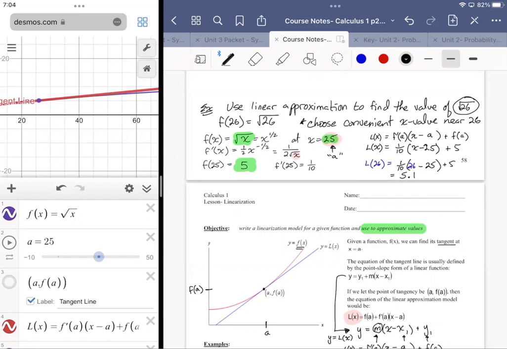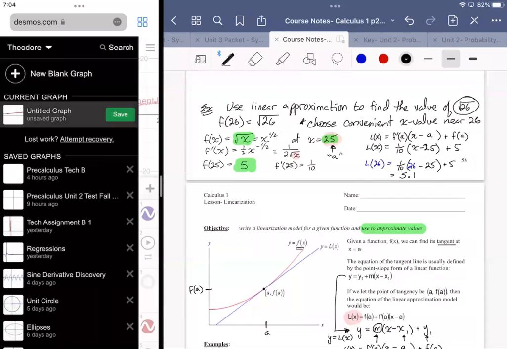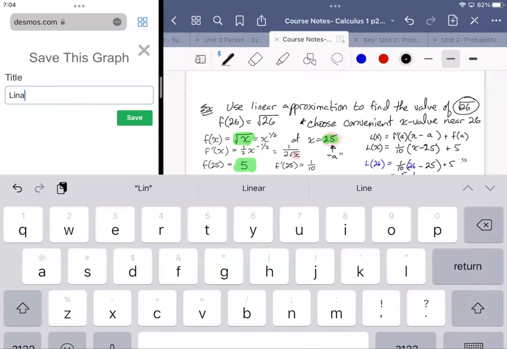Let me just save this real quick. Linear approximation.